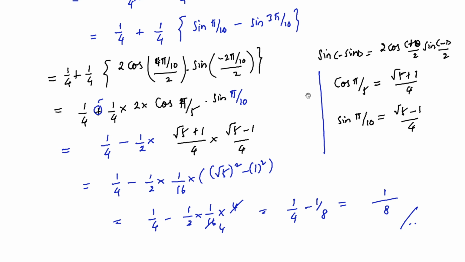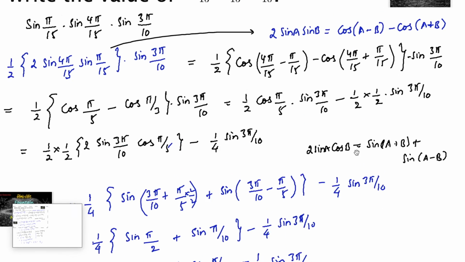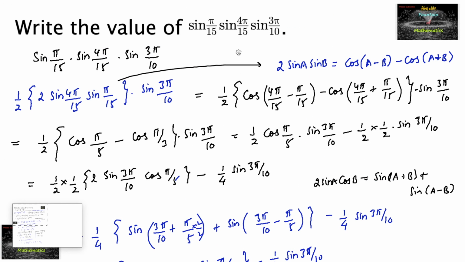So we can just conclude the answer for the question: sine pi by 15, sine 4 pi by 15 into sine 3 pi by 10, the answer is 1 upon 8.